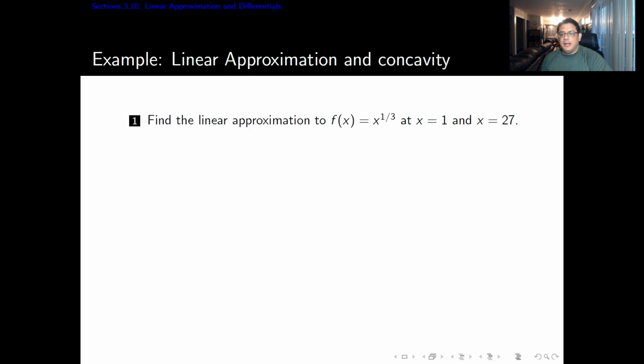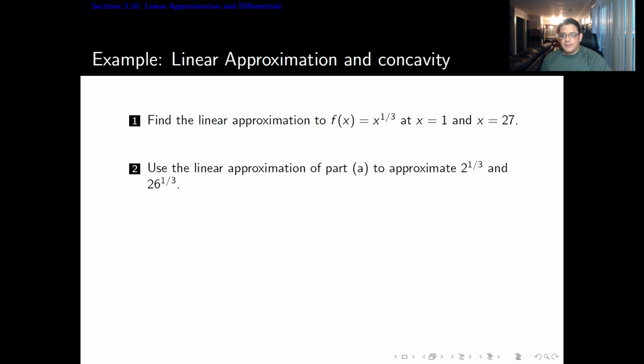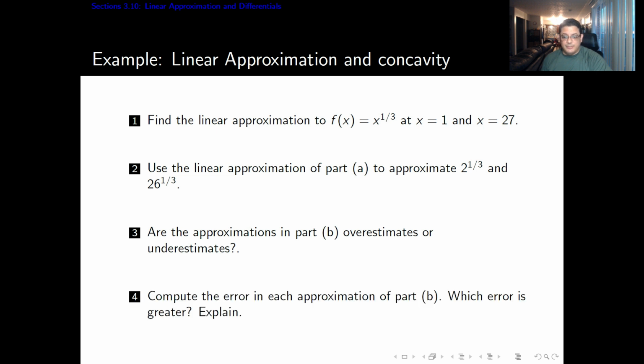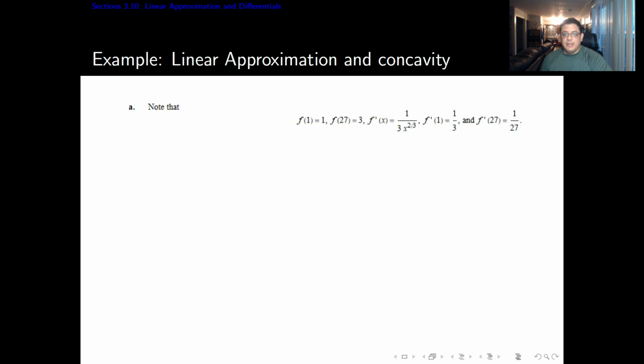Now, if we get the linear approximation to a function, let's say x to the 1/3, and we want to check at two different values, let's check it at x equals 1 and at x equals 27. We're going to use the linear approximation that we're going to get in this part to approximate 2 to the 1/3, that is close to 1, and 26 to the 1/3, which is close to 27. Now, we want to know if these approximations are going to be overestimates or underestimates, and check the error for each of these parts. Okay, so let's see what happens here.